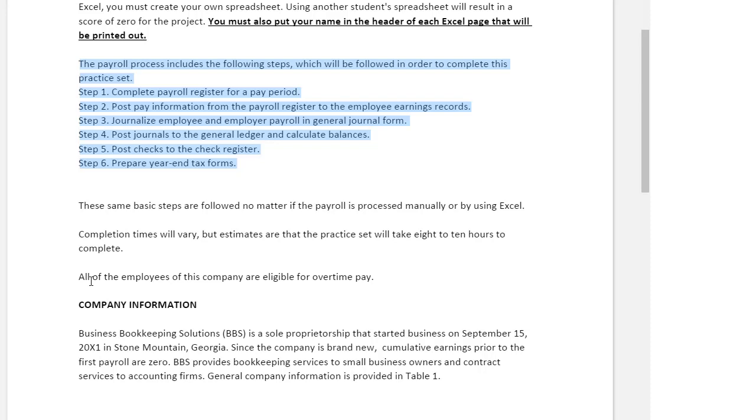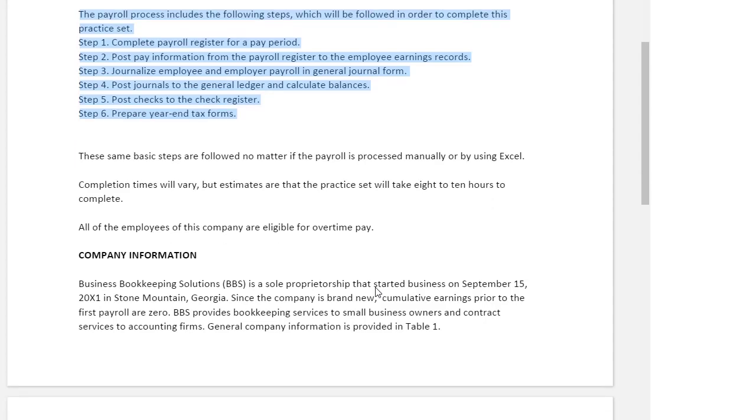And as I mentioned in another video, all of the employees of this company are eligible for overtime pay, even if they are salaried. That means if they're salaried and they get $2,000 per paycheck, if they work more than 40 hours in a week, they are eligible for overtime pay.